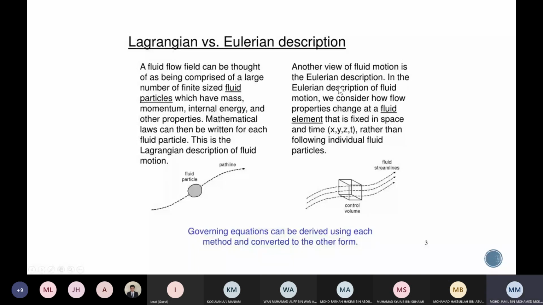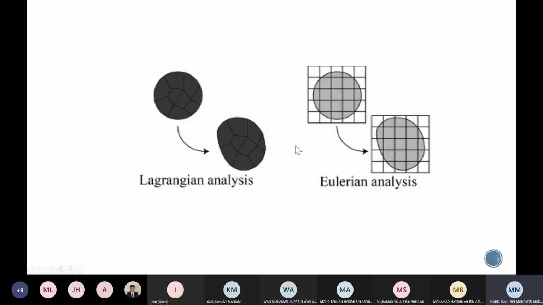Another view of the fluid motion is using Eulerian description. So in the Eulerian description of fluid motion, we can consider how the flow properties change at the fluid element. So we take a control volume or a box here, control box, fixed in space, and then kita kira berapa banyak partikel lalu dalam box ni. So this description is Eulerian. So we fix a position, then kita kira berapa banyak particles moving into this box, moving in and moving out. And then we can derive the governing equation and so on. Okay.